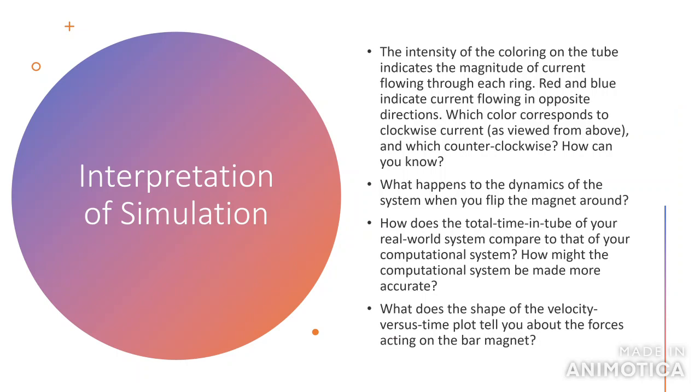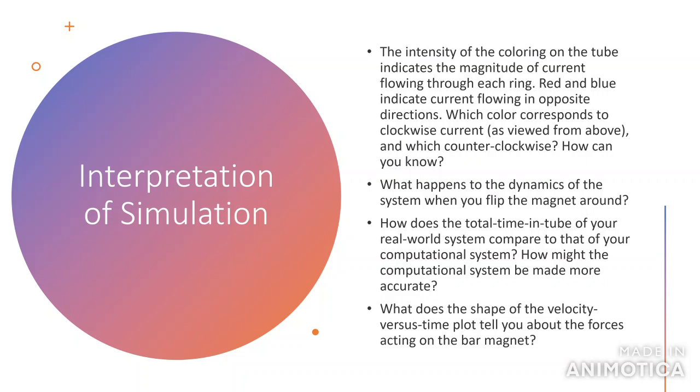So next I want to answer a few questions. So the first one is that the intensity of the coloring on the tube indicates the magnitude of the current flowing through each ring. Red and blue indicate the current flowing in opposite directions. Which color corresponds to the clockwise direction as viewed from above? And which counterclockwise? How can you know? I know that the bar magnet, north pole, is facing downward when falling through the tube. That means the magnetic field is going to be in the negative y direction, and the velocity of the magnet is going to be moving in the negative y direction also. Knowing this, I can determine the induced current is moving in the clockwise direction when looking at the tube from above using Lenz's law. This current created by the magnet should be represented only during the magnet's motion and therefore represented by the blue ring. The red ring represents a counterclockwise current that is caused by the magnet when it is moving and stationary.